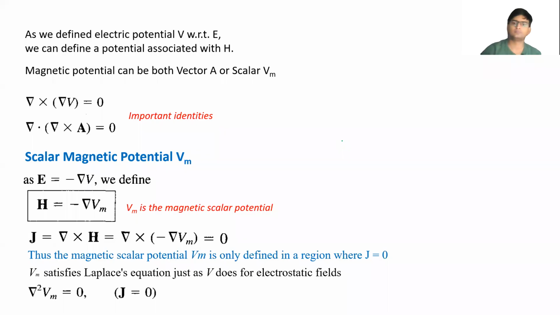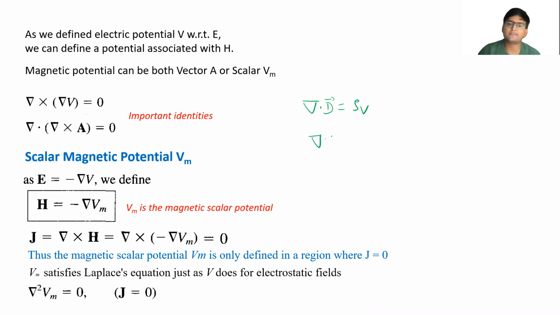Now let us go back to electrostatics, and let me tell you one thing: from Maxwell's first equation you knew that del dot D is equal to rho V. So for any particular region where volume charge density is rho V, the divergence of the electric flux density is equal to rho V, right?